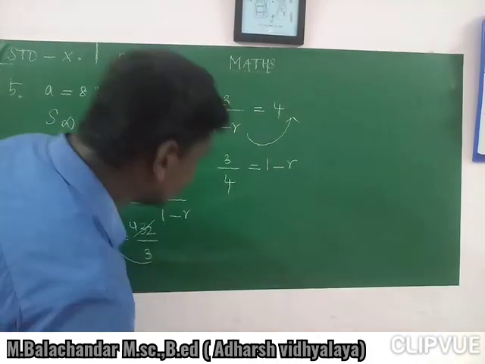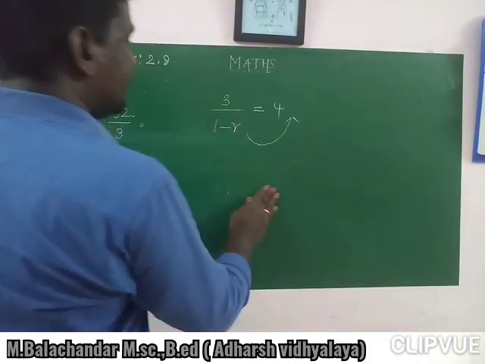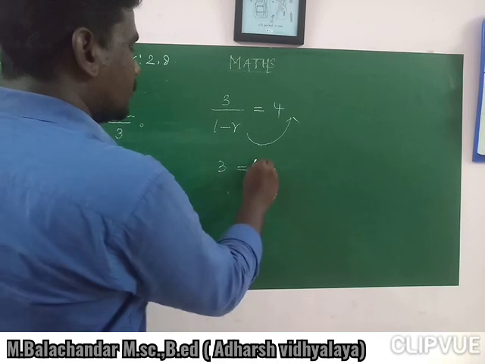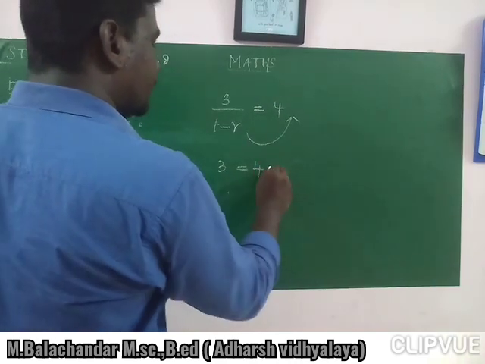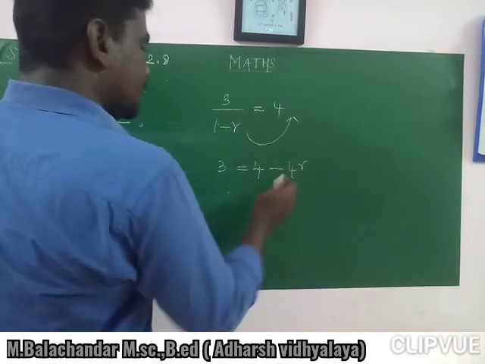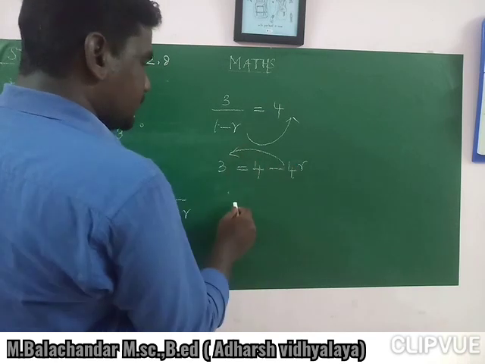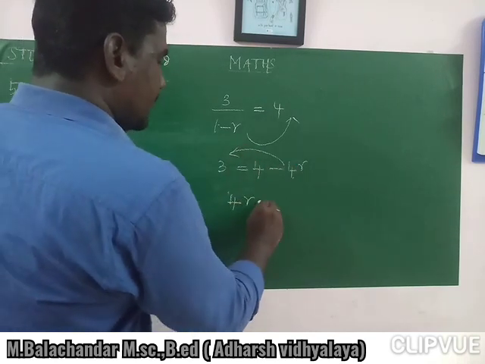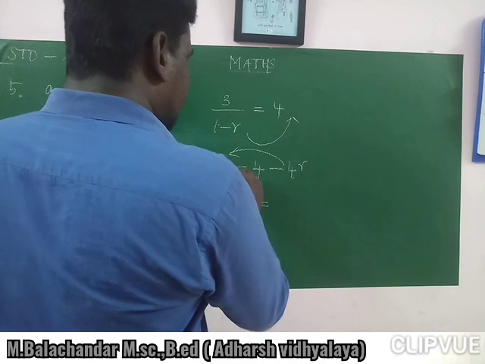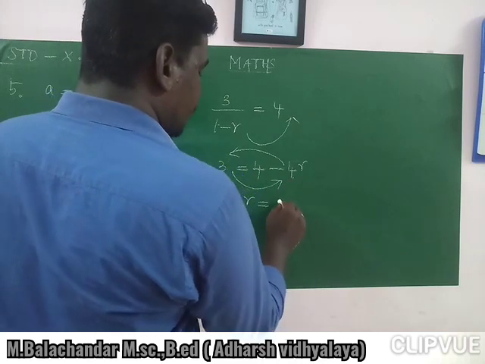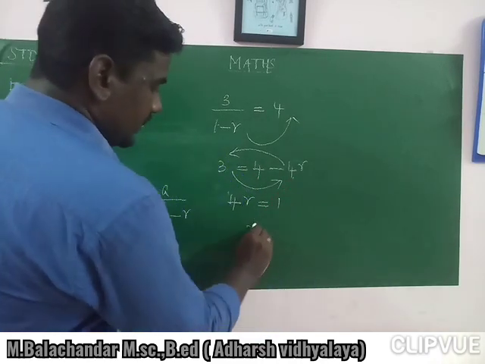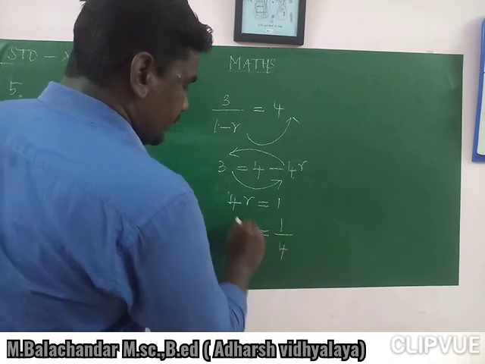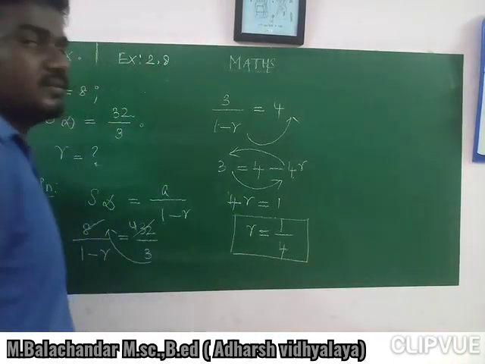Now for r, you can multiply here: 3 is equal to 4 into 1, which is 4 minus 4r. So minus 4r becomes plus 4r is equal to 4, and plus 3 becomes minus 3. So 4 minus 3 equals 1. So r is equal to 1 by 4. The value of r is 1 by 4.